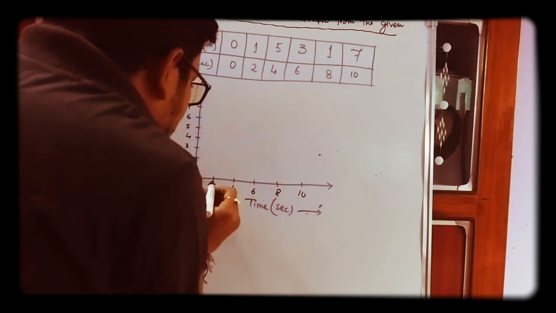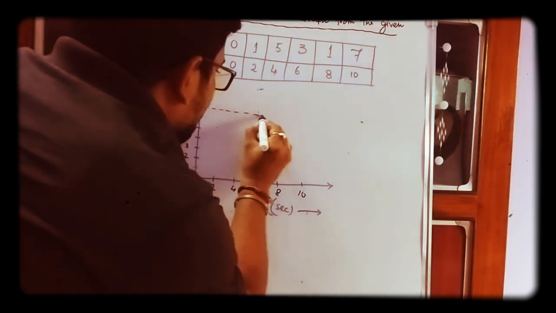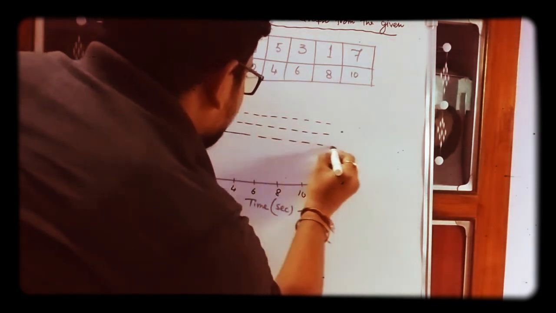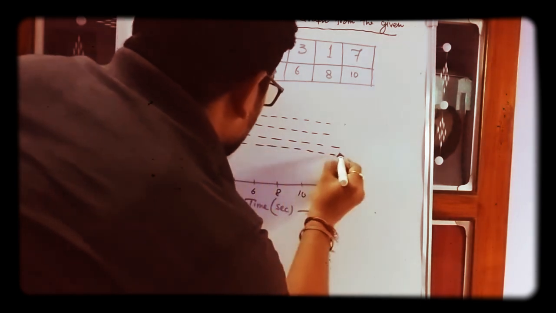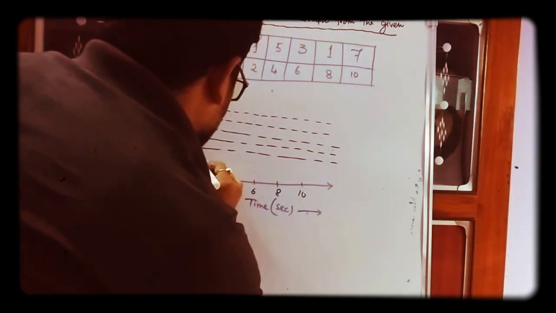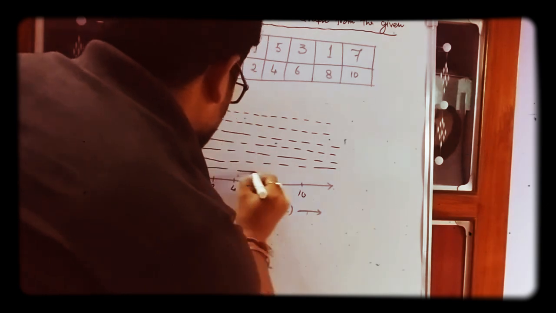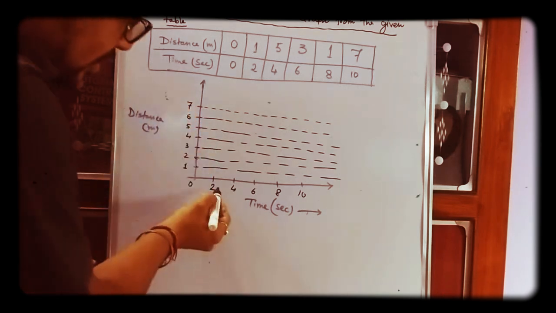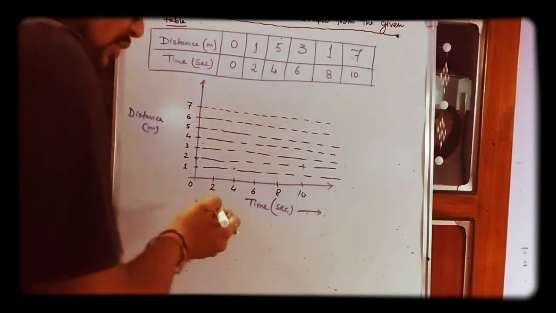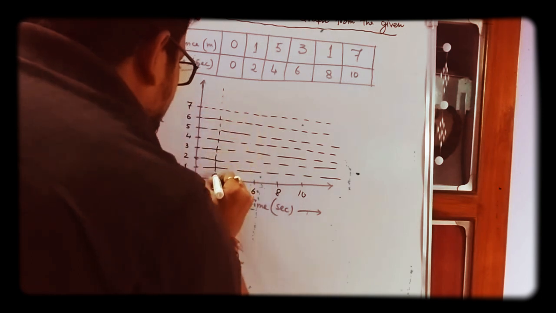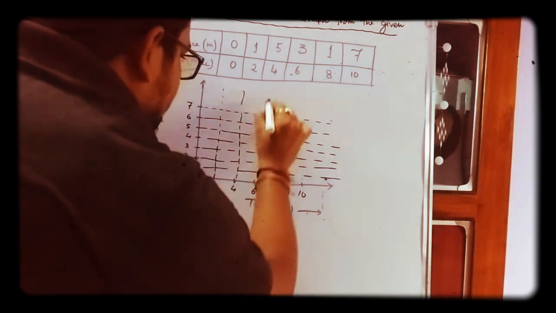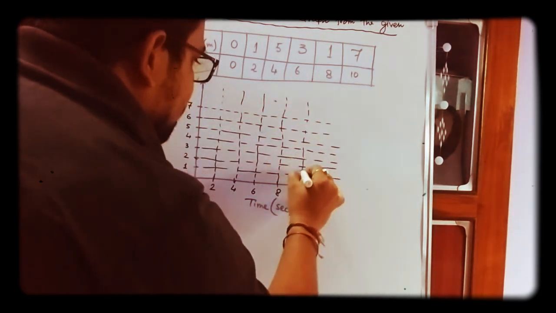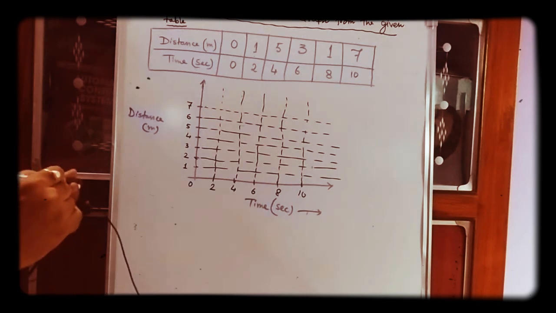Now I am drawing some horizontal lines here, and you can do it with the help of a scale. So I have drawn a few horizontal lines from each and every point. Here also I have drawn some vertical lines, from point 2, point 4, point 6, point 8 and point 10, to make a virtual graph. Is that clear? Now the next part is very important.